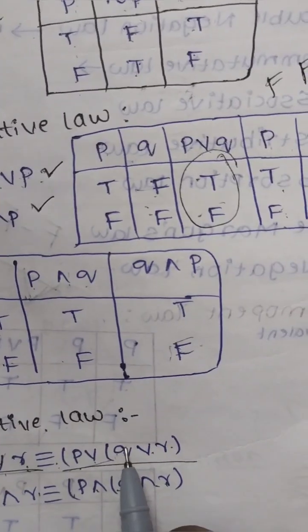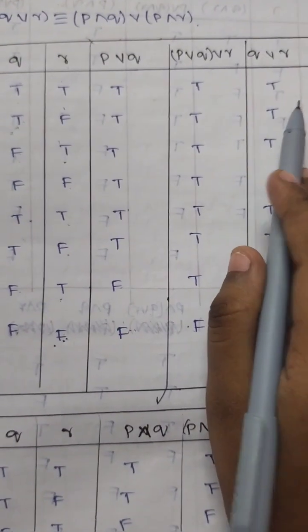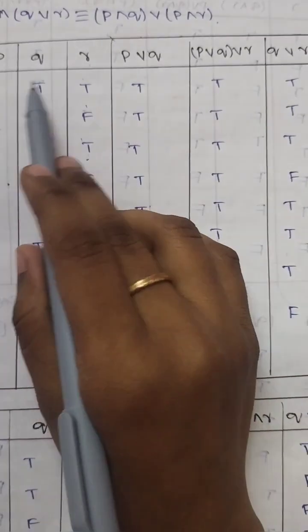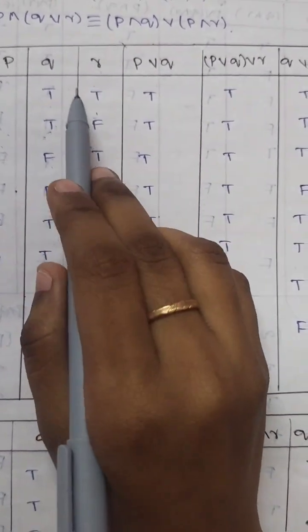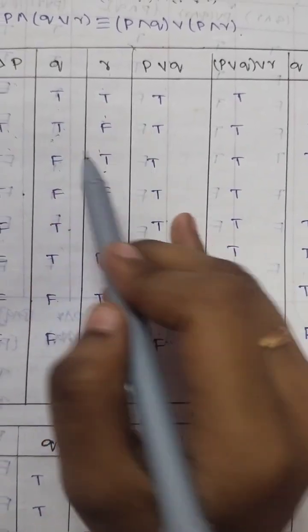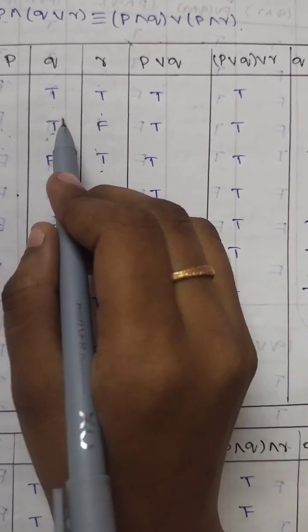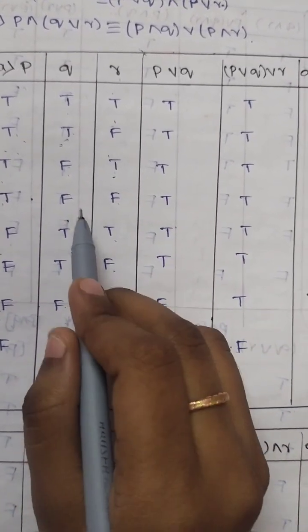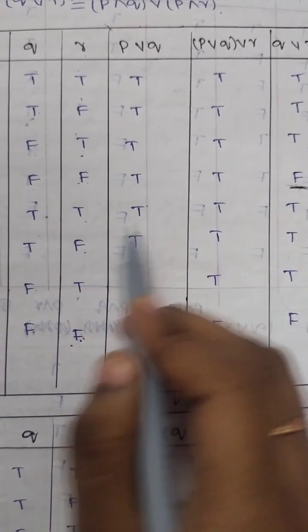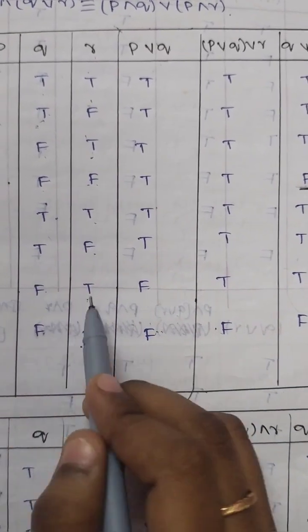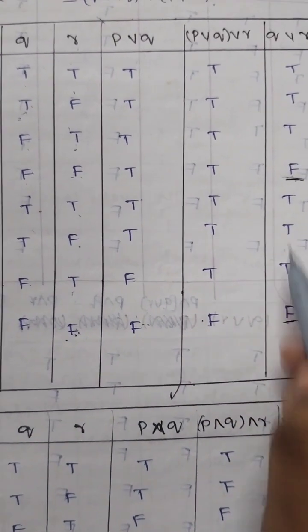So to find this one, we should know Q or R value. So how to know Q or R value? We should do the condition for P and R, P or R condition. Okay? We have to check R condition, false means false, remaining all are true. False means false, remaining all are true. Okay, this condition also over.